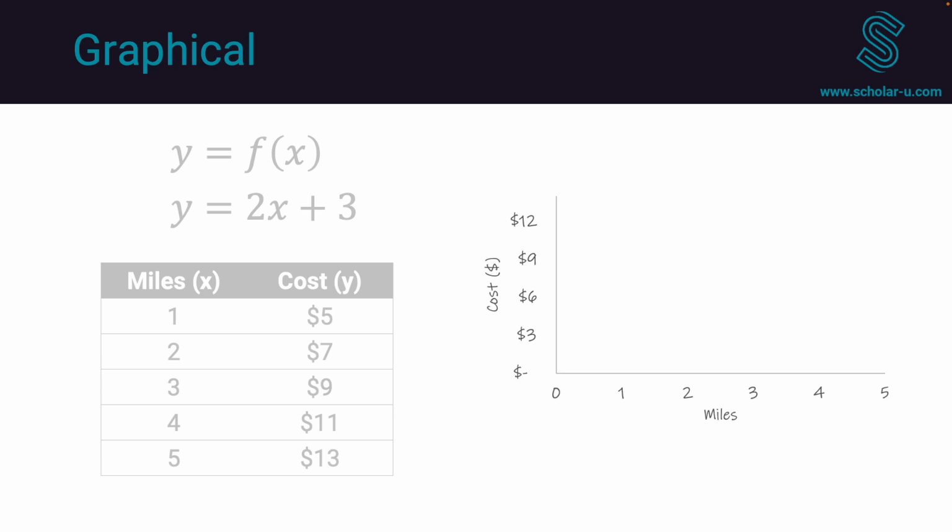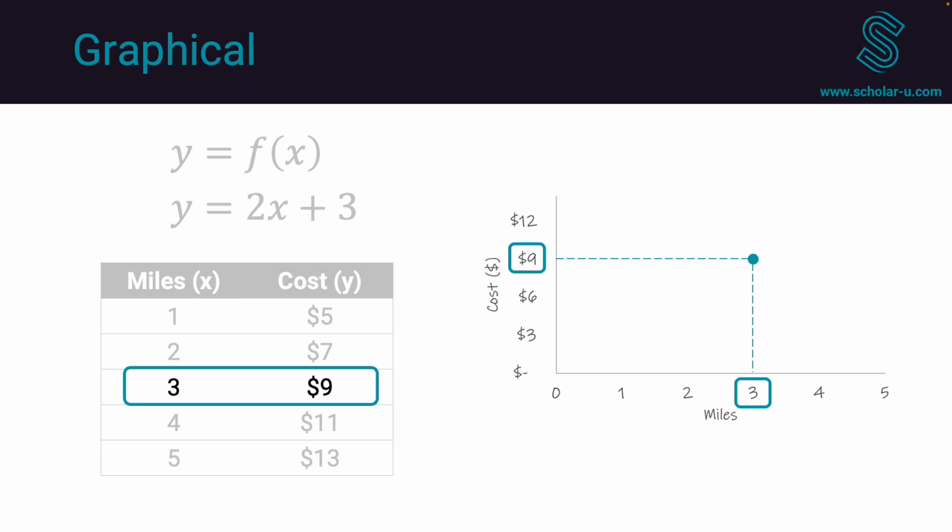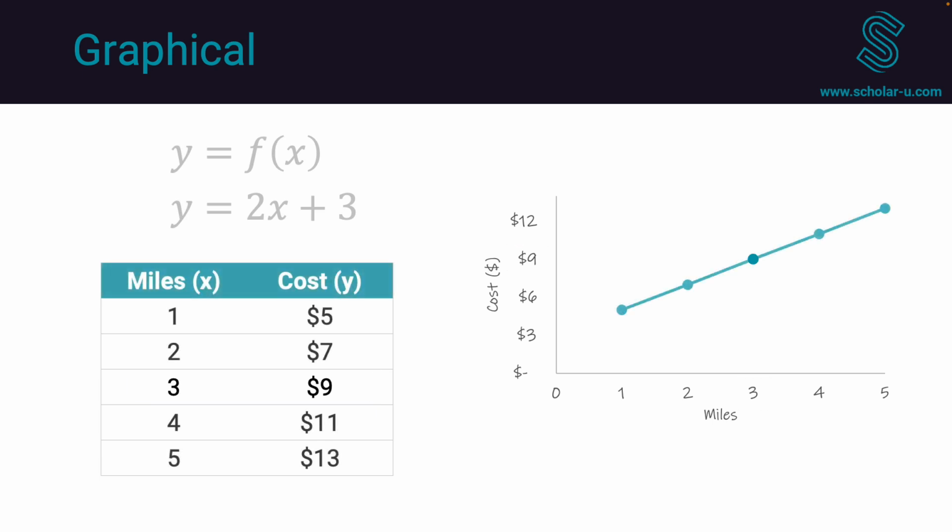Another way to represent a function is graphically, where the independent variable miles is plotted on the x-axis and the dependent variable cost is plotted on the y-axis. A given xy pair can be marked on the plot as the intersection of 3 miles and $9. In this example, if we plot all the data points, they form a straight line.